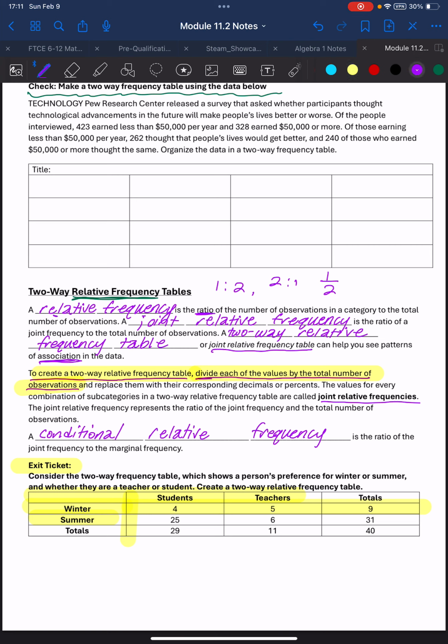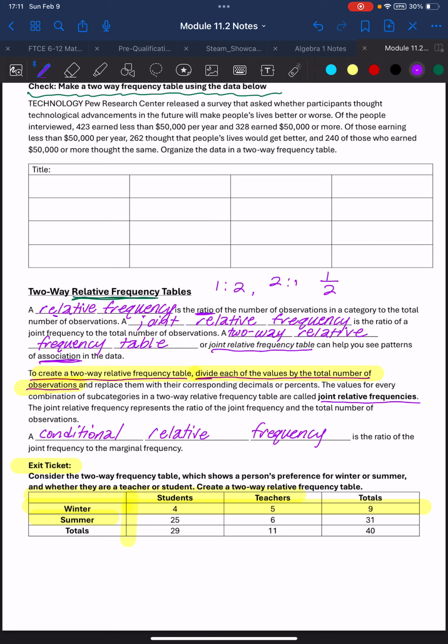And yes, you need to make it. Okay, it's right there in front of you. No excuse not to make the table. Okay, you can do it on your calculator. All right, so we have winter. We have summer. Okay, and we have our totals. These are our subcategories. Okay, winter and summer are our subcategories.